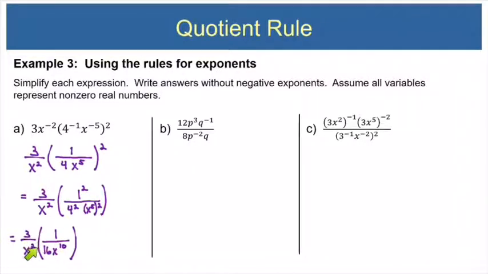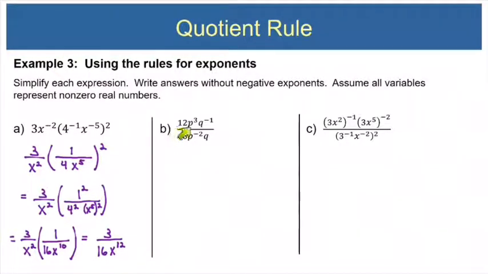And now finally I'm ready to deal with the multiplication. So I see that 3 times 1 is going to be 3, and in the denominator we have x squared times 16 times x to the 10th. So of course the coefficient there in the denominator is going to be 16, and then x squared times x to the 10th is going to be x to the 12th. And 3 over 16 cannot be simplified, and the variable has a positive exponent, and so this one is in its finished simplified form. Now let's look at part B together.